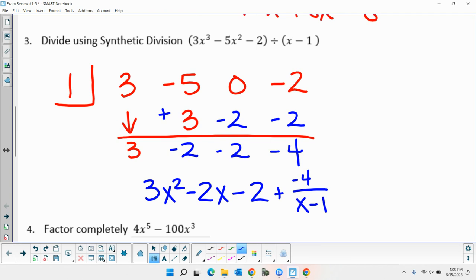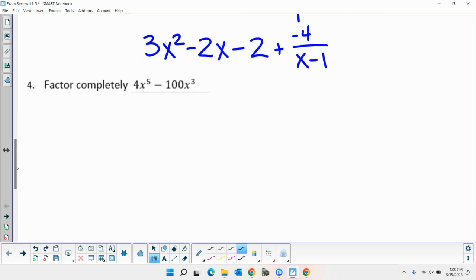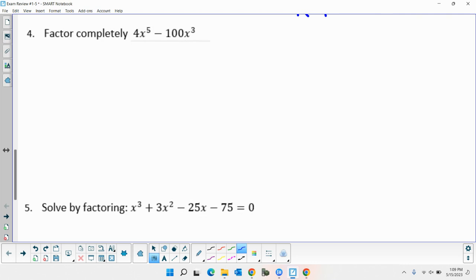That's not too bad, is it? Okay. All right. So, number 4. What's the first thing I taught you to look for when we factor? GCF. Very good. Greatest common factor. Does this have a GCF? Yes. What is it?